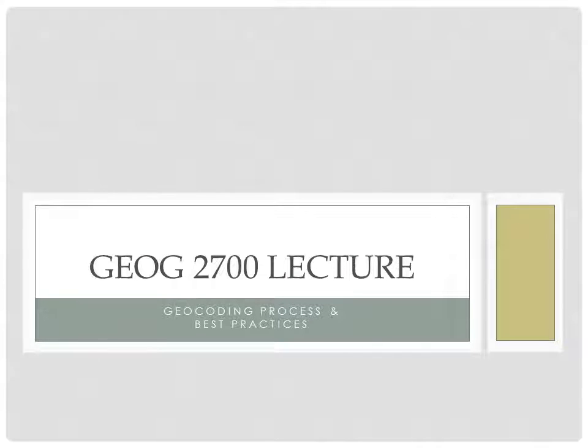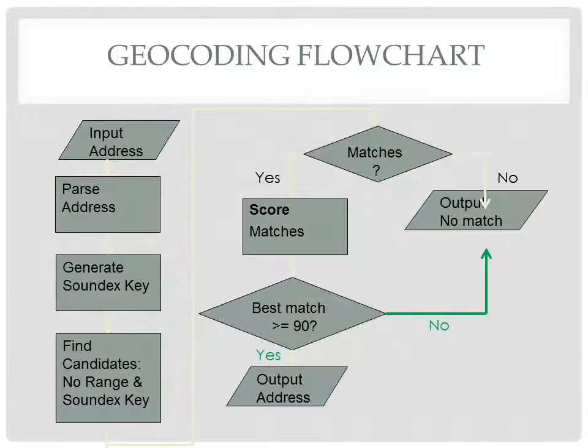We'll look at the best practices and processes of geocoding. First of all, the geocoding flowchart. What we can see here is that the process of geocoding starts with an input address. The address has to be parsed, which means that it would be broken down into its component parts. A soundex key will be generated. We'll talk about what that is in a few minutes.